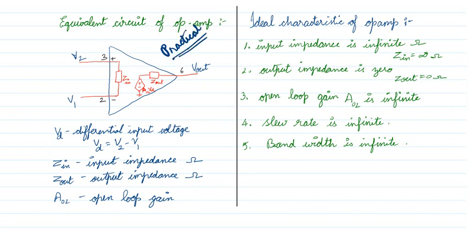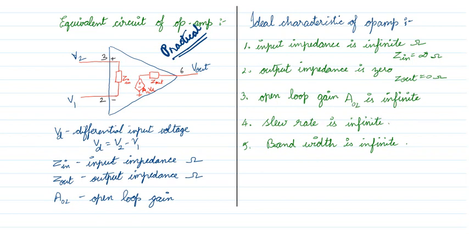But ideally speaking, perfectly, the op-amp input impedance is infinite. That is, Zin is equal to infinite ohms. Output impedance is 0 ohms. Open loop gain is infinite. Slew rate is infinite. Bandwidth is infinite.